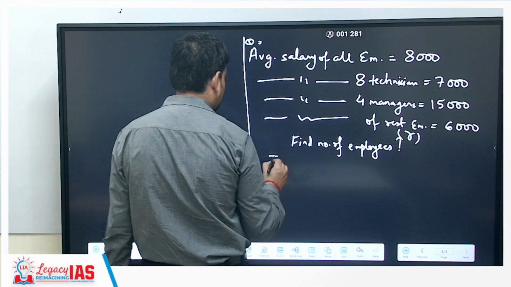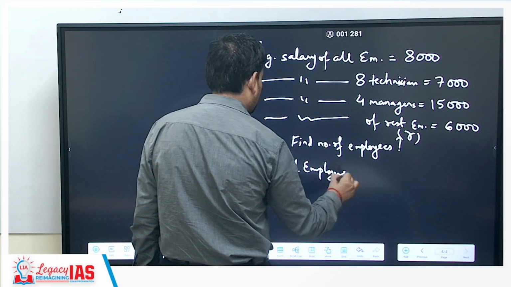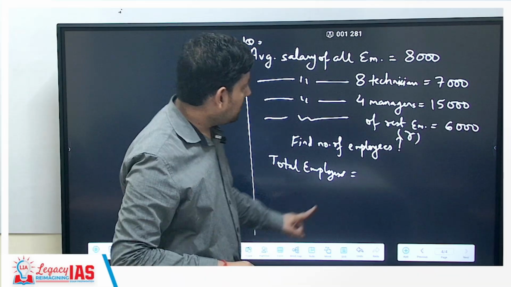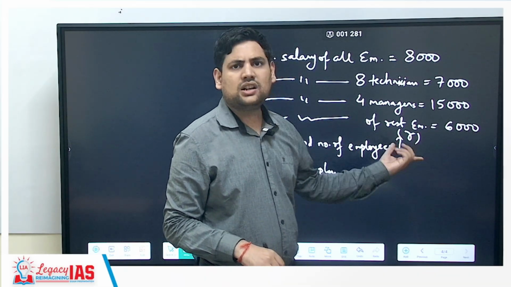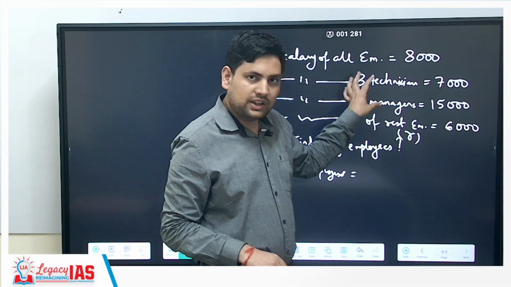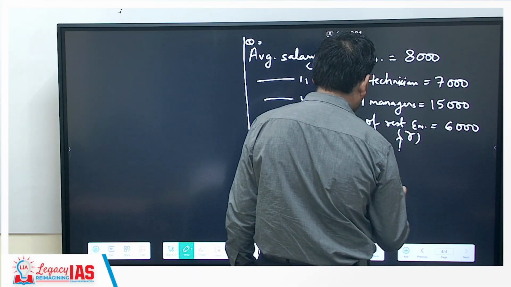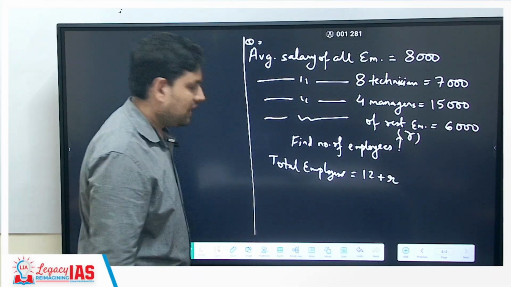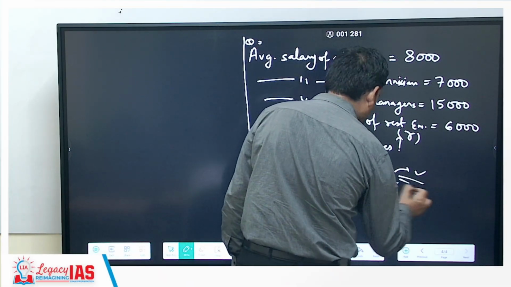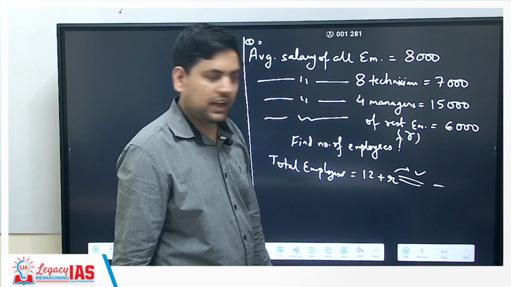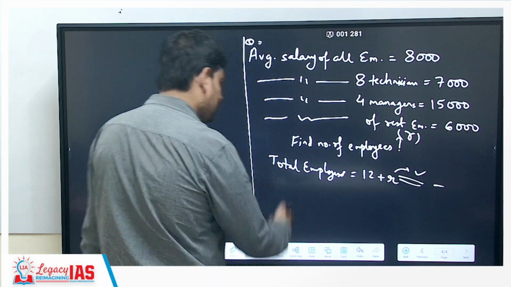So I say let the number of rest of the employees be R. Then total employees becomes what? Total employees is equal to 8 plus 4, that is 12, plus R, correct? So the technicians, managers and rest of the employees make total employees. So total employees is 12 plus R. Now if I just find the value of R, then I'm done with everything, correct? Only R I have to find, otherwise everything is taken care of. This is what we want.